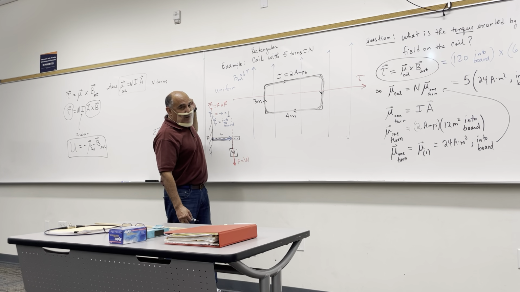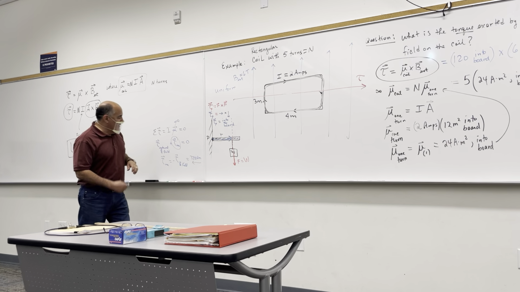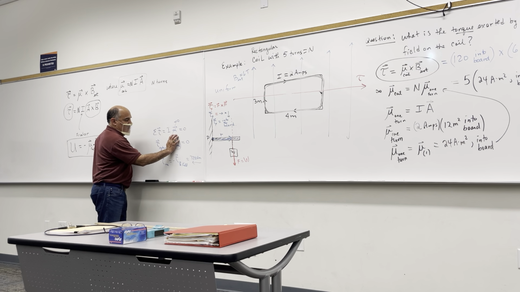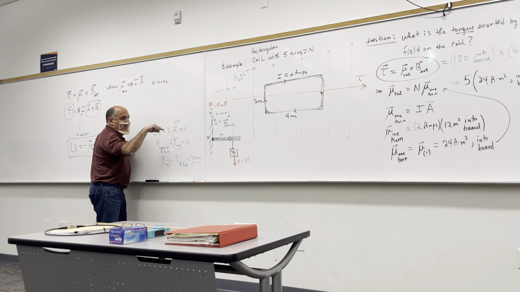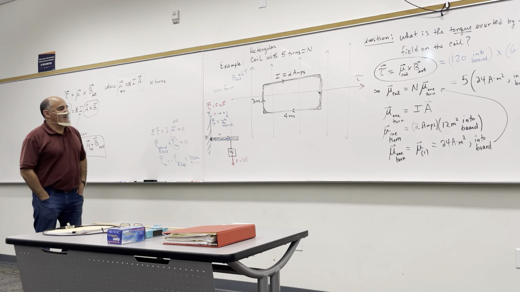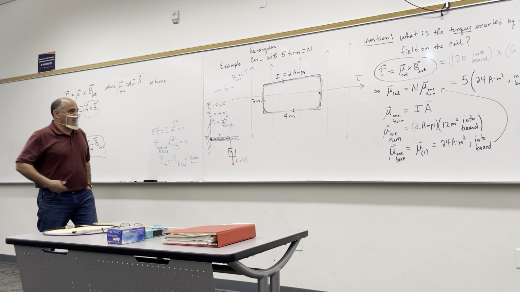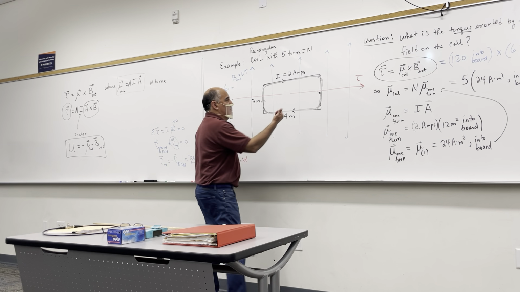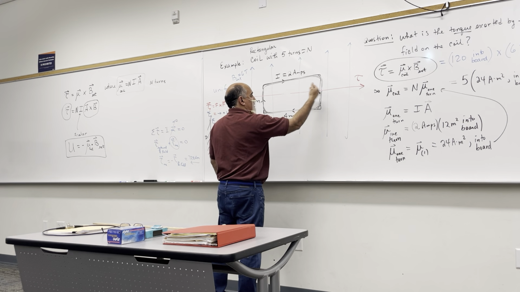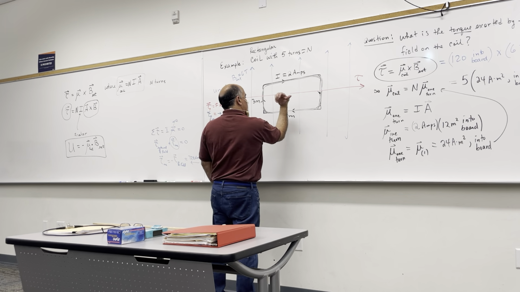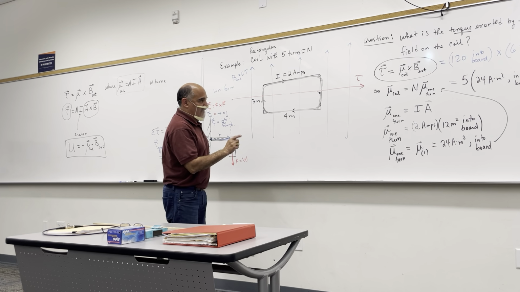But if I let go of it, if I remove my torque, then the only torque is going to be this. If that's the only torque, this thing is going to have an angular acceleration, and it will spin. Which way is it going to spin? Put your thumb in the direction of the torque exerted by the magnetic field. The top is going to come out, the bottom is going to go into, and that's how it would spin.